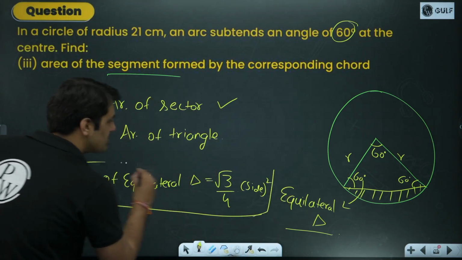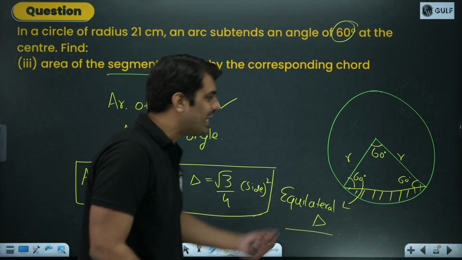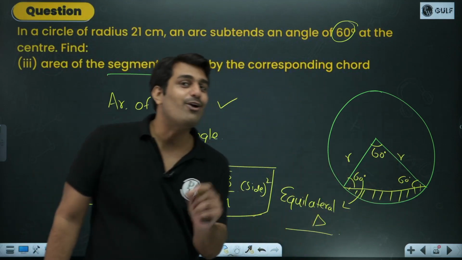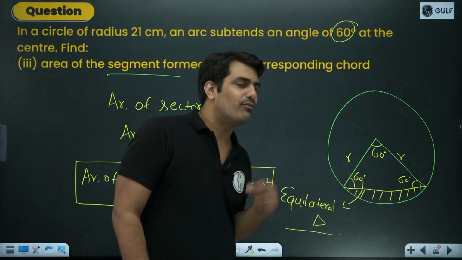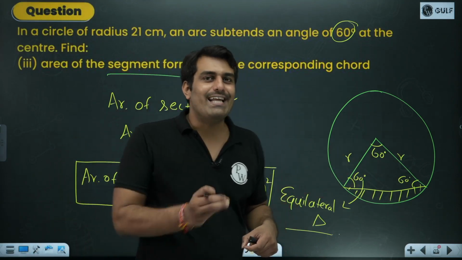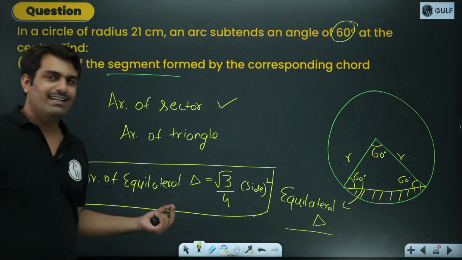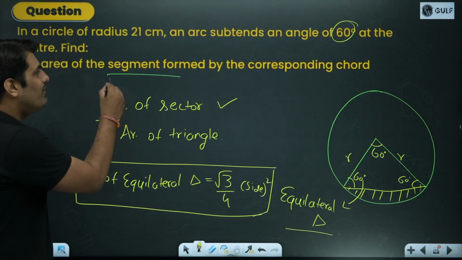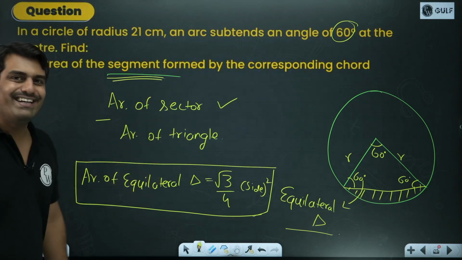You know the side. Don't get confused, sir, what is the side? I don't know the side. You know the side. The side is the radius. This is R, this is R, and this will also be R, the radius, because this is an equilateral triangle. And since you know the side length, you can calculate the area of the triangle. If you have the area of the triangle, you subtract both of them and you'll get the area of the segment. Problem done.